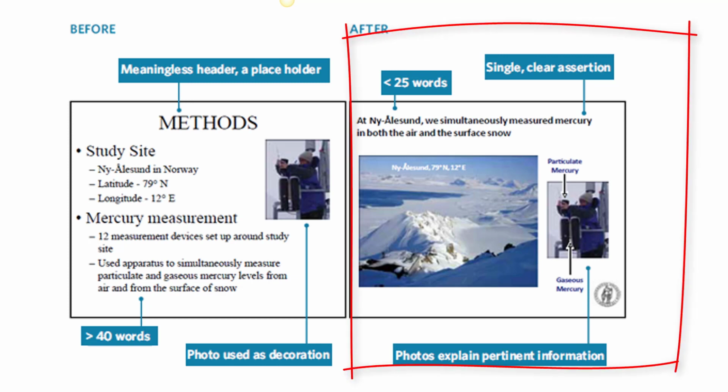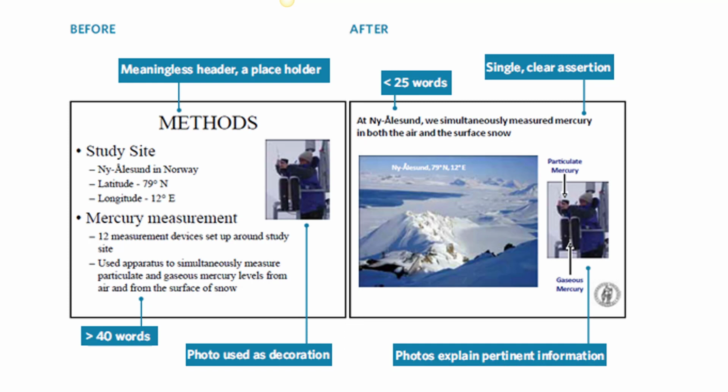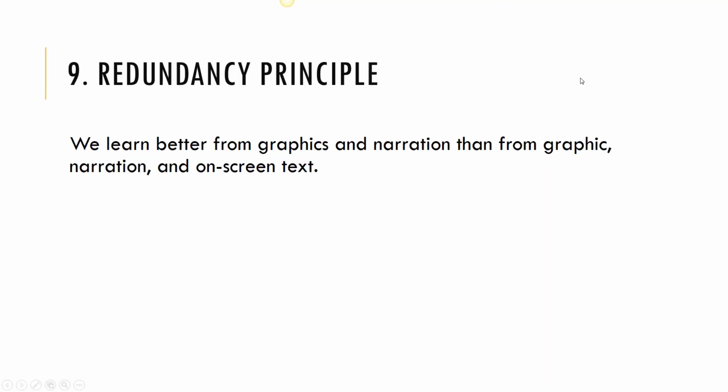I replaced all of that text with an image of the site so you have a better idea of where we did this experiment. In my narration, I will talk about that it's in Norway and that we set up 12 devices around this study site, and then I'll refer to this picture of the apparatus that we use, and I'm using signaling to point to arrows as I explain what this apparatus does. And this is actually not only a more engaging slide, but also a slide that will help your audience better capture the information that you're presenting.